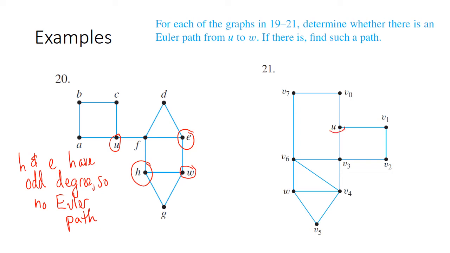So U has an odd degree, so that works, and then W has an odd degree, so okay. And then the rest of them, let's see, they look like they all have even degree to me. So let's try finding an Euler path from U to W. Okay, so let me see what I'll do here.